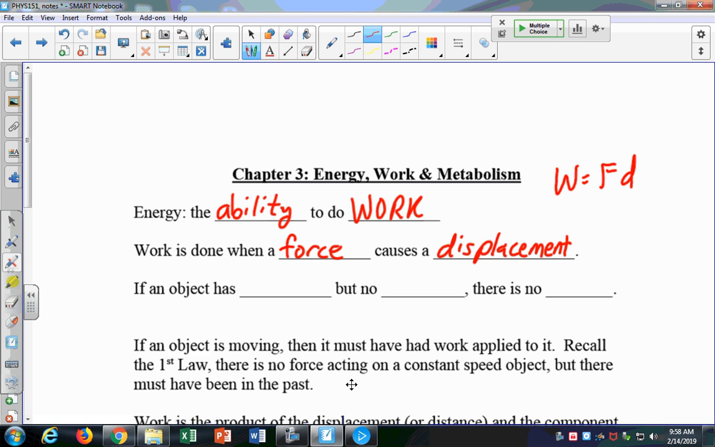If an object is moving without a force acting on it, then there's no work being done on that object either. You have to have both the force and the displacement. If you want to think of distance, that's fine too. An object has to move from one position to another. But I'm going to stick with displacement. I think your book uses that term. If an object has force but no displacement, there is no work.